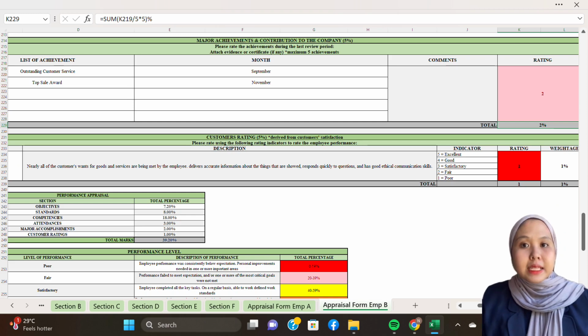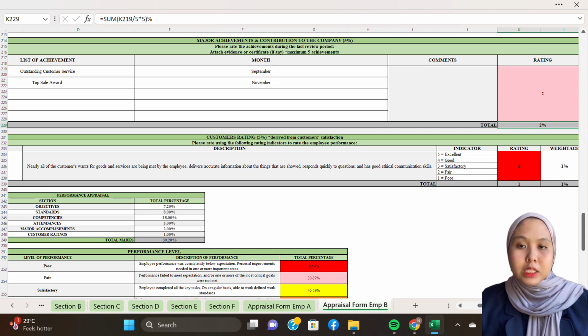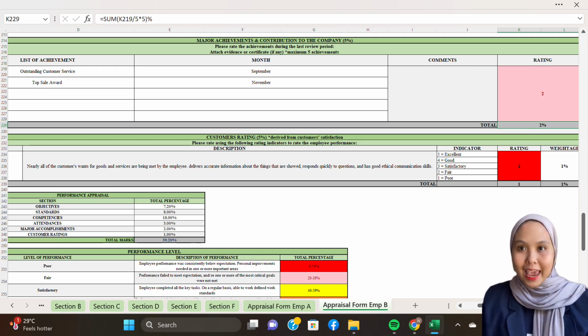Then, for the major achievement and contribution to the company, this employee got the achievement of Outstanding Customer Service in September and the Top Sales Award in November. The rating given by the evaluator is only 2% because he does not show good attitude and behavior even though he got the achievement. Next, for the customer rating, he only gets 1% because the customers feel their goods and service needs are not being met by this employee.